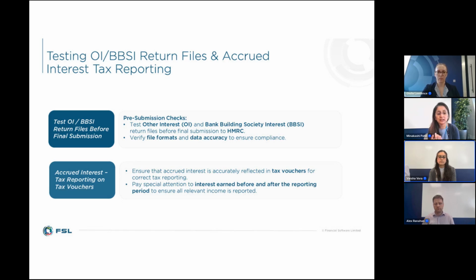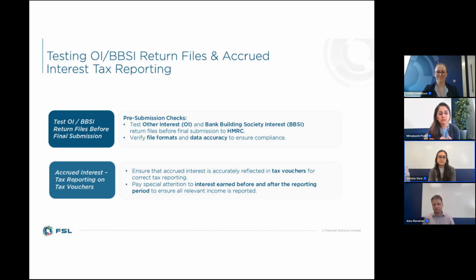So we would recommend an additional pre-submission check, just to make sure that the BBSI and OI does go through correctly, and to see if you can get a test run done on HMRC. It would help you get that final verification on the file formats and any data accuracies that need to take place just before you file your final returns as well.